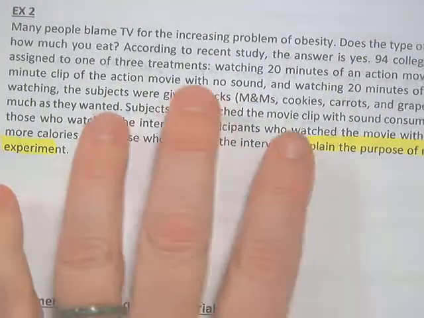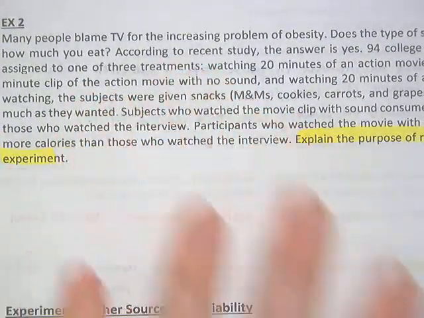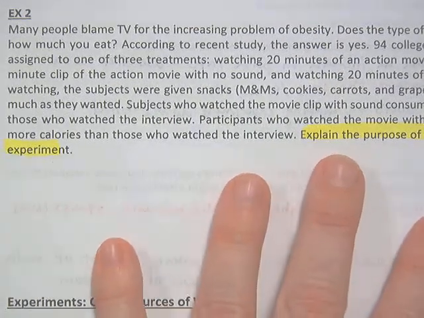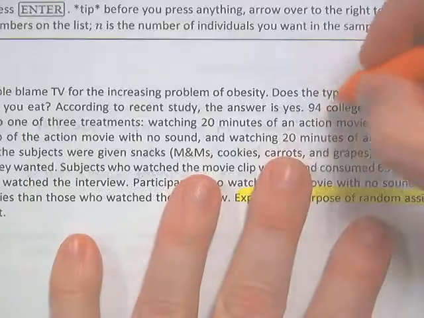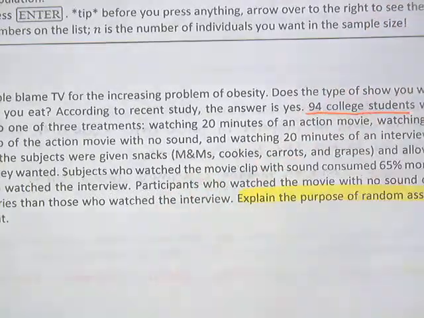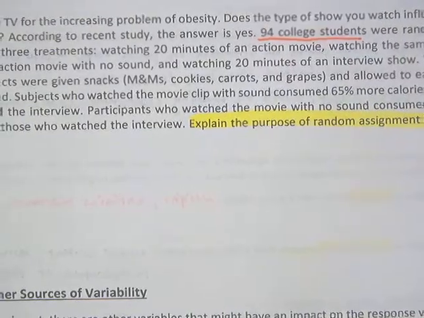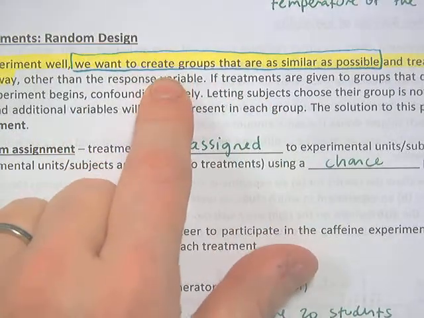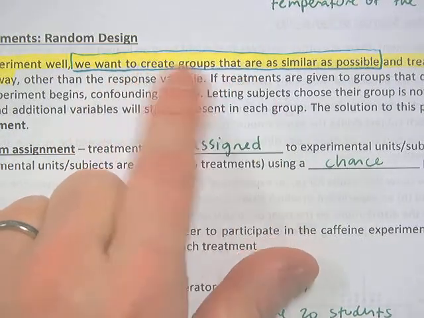Now, we're going to revisit this whole little scenario and some other questions coming up. But for now, I just want you to tell me, why is it important that we take those 94 college students and we randomly assign them to each treatment instead of saying, hey, you can choose whichever you want. If you want to watch the action movie, fine. If you want to watch the interview, fine. We don't want them to choose. Why is it important? I'm going to go back to this. Why is it important to randomly assign people to treatments?